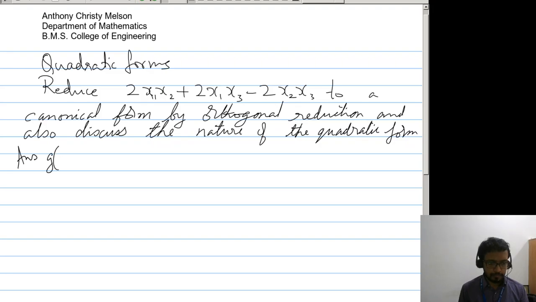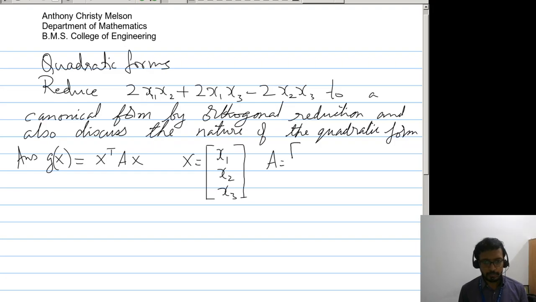Now we are given g of x equal to x transpose A x, where x is x1, x2, x3 and A is equal to, since x1 squared, x2 squared and x3 squared are missing in the quadratic form, the principal diagonals take the value 0. The position of x1, x2 will be 1 and x2, x1 will also be 1. x1, x3 will take 1. x3, x1 will take the position 1. And the position of x2, x3 will be minus 1 and x3, x2 will also be minus 1.